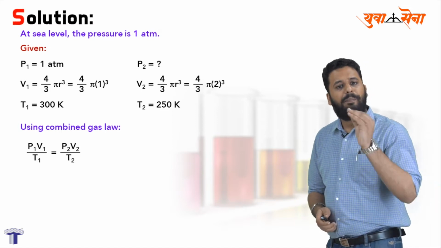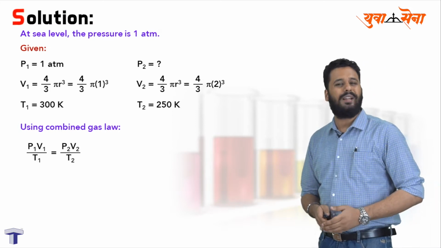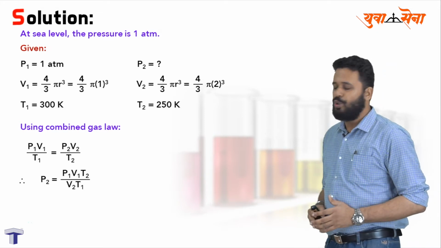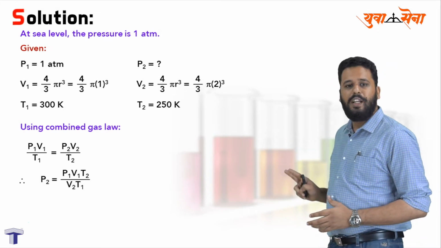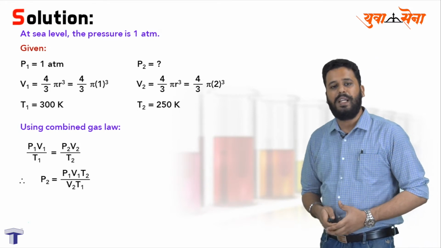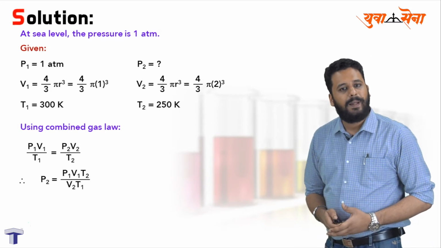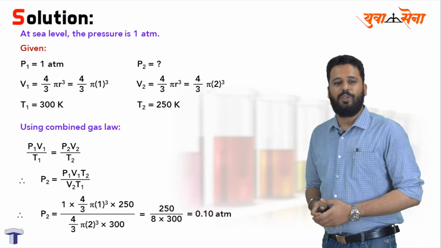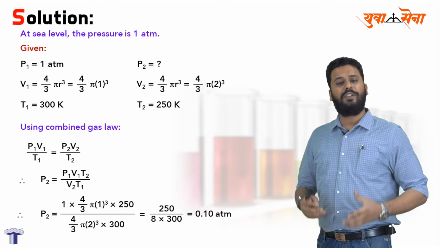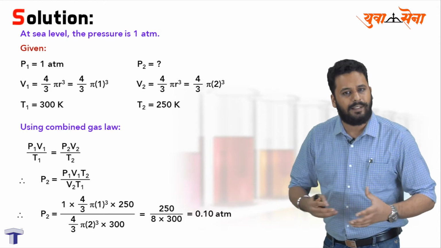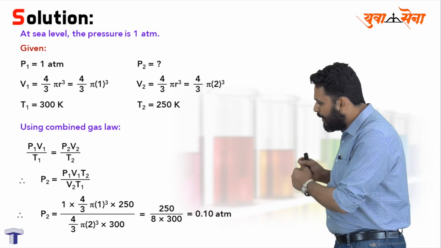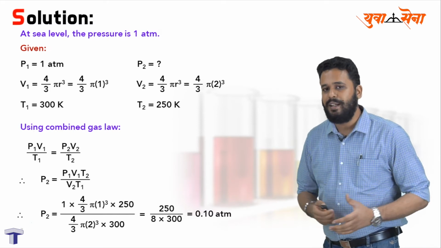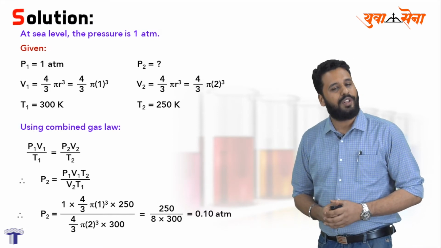यहाँ पर अगर मुझे P2 की value find out करनी है, so I can cross multiply and this is what I will get. P2 is equal to P1 V1 into T2 divided by V2 into T1. Right? Very simple. यहाँ पर बस हम values को substitute करेंगे. So this is what we will get. 4 by 3 pi and 4 by 3 pi will get cancelled, and when we do some calculations, the final answer that we will get will be 0.1 atmosphere, and that is option number 3.